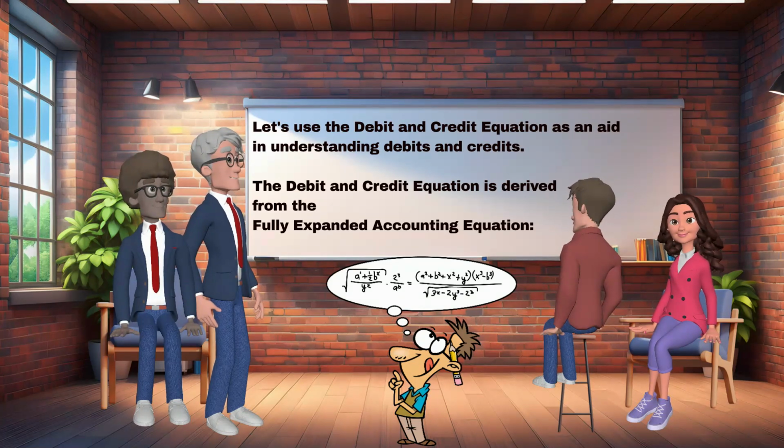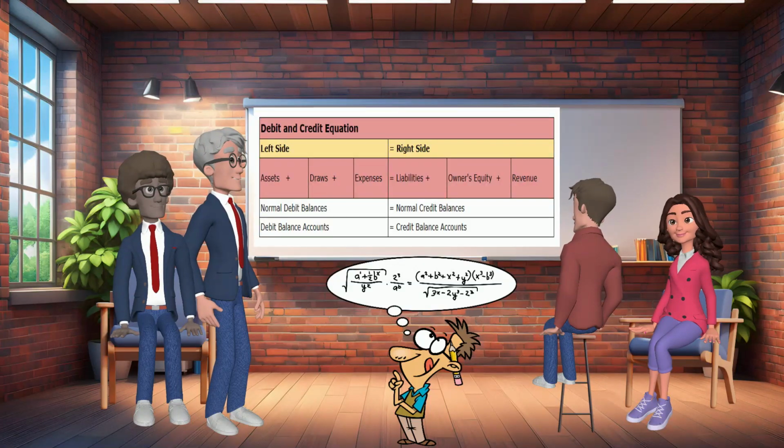Let's use the debit and credit equation as an aid in understanding debits and credits. The debit and credit equation is derived from the fully expanded accounting equation. Assets plus draws, dividends, plus expenses equals liabilities, plus owner's equity, plus revenue. Normal debit balances equal normal credit balances. Debit balance accounts equal credit balance accounts. In this equation, all the normal debit balance accounts are on the left side of the equal sign, and all the normal credit balance accounts are on the right side of the equal sign.